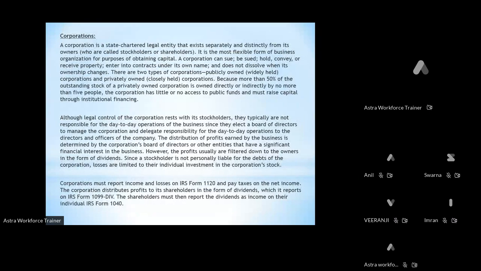Corporation income. Swarna, can you please read? I think she's not able. Yeah, I'm fine right now. Yeah, go ahead.